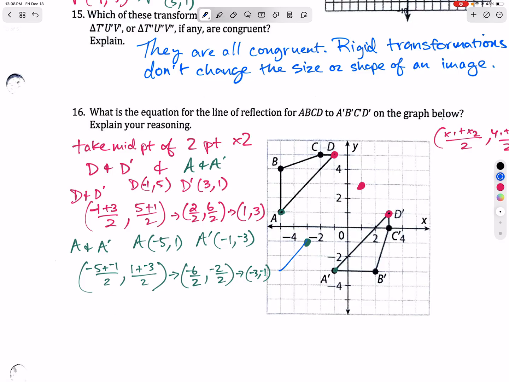Okay, now, again, a lot of work here. We're going to have to figure out what this line is. We can get an equation by finding the slope: let's go up 1, 2, 3, 4, over 1, 2, 3, 4. So the slope is 1 over 1. Slope is 1 over 1.